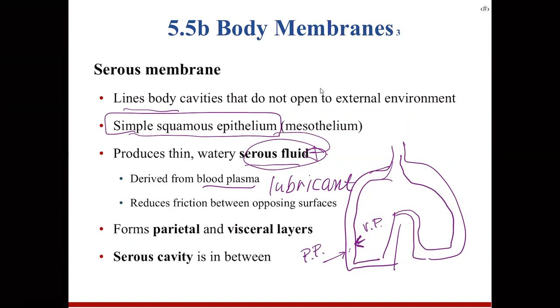There is a disease called pleurisy. Pleurisy is inflammation of the pleura. So this becomes inflamed, and then you can actually feel your lungs rubbing your chest cavity, which is not good, right? That really hurts. And it's the simple squamous epithelium that keeps that from happening.